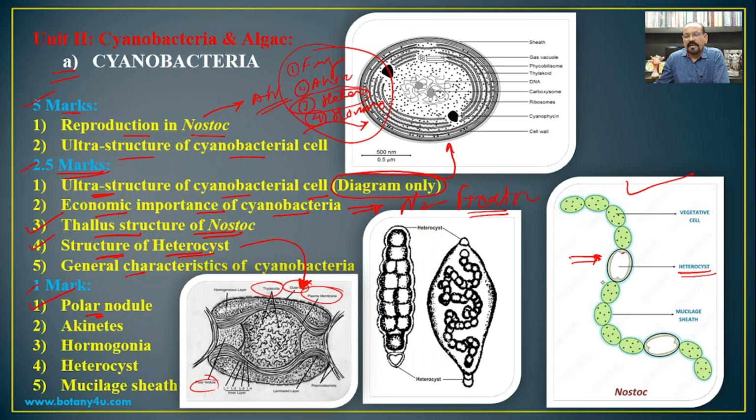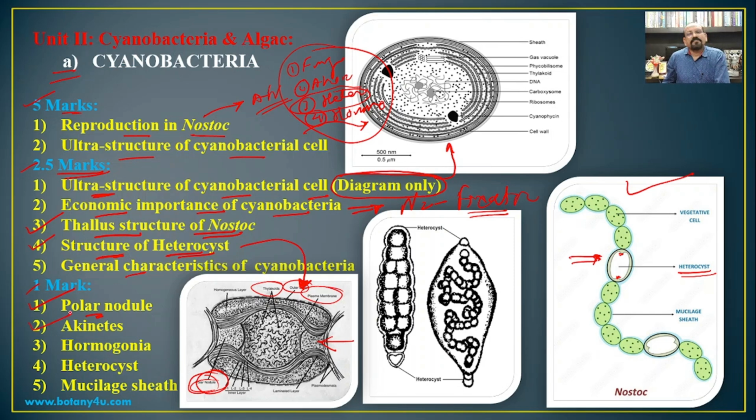Then in a 1 mark question, that is the polar nodule, you know, when there is an attachment of the heterocyst to the adjacent cell, there is a channel, and this channel is provided by the heterocyst, and this channel is present on the polar nodule. Means the polar nodule is present on both sides when the heterocyst is intercalary, and when the heterocyst is terminal, the polar nodule is present only on the side where the vegetative cell is attached to it.